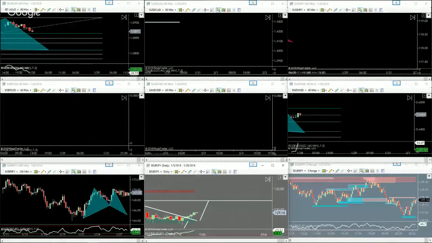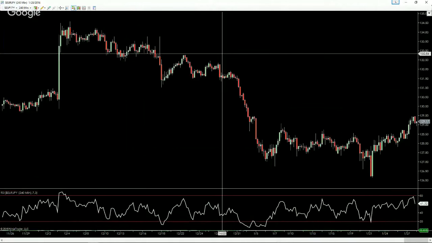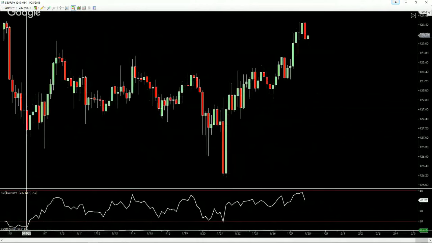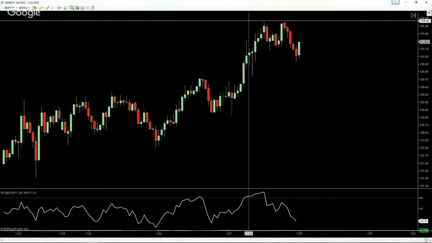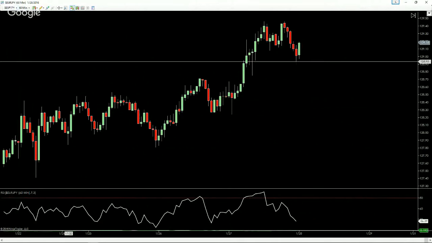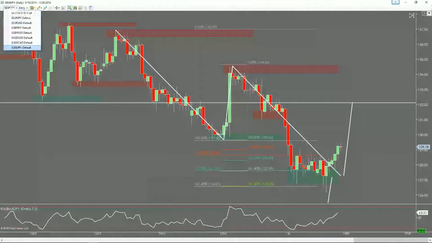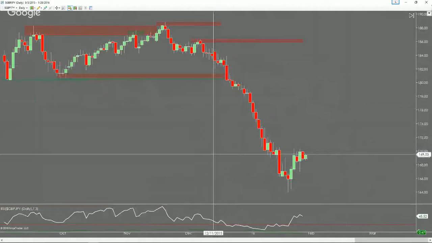Let's go to our 4 hour. Let's see. Nothing much there. And let's go to 60-minute. Nothing much there. And the last one, we're going to go to the pound yen. Still bearish.